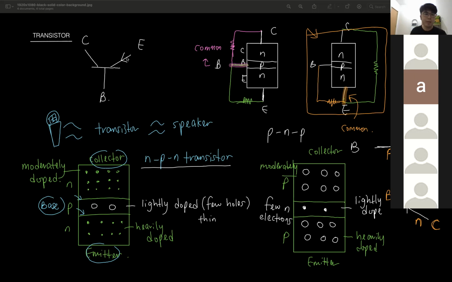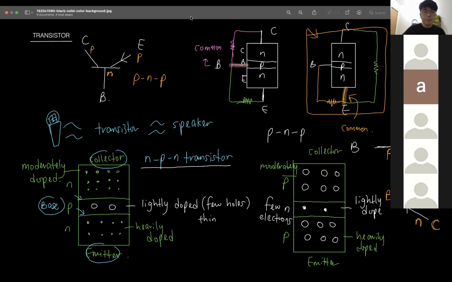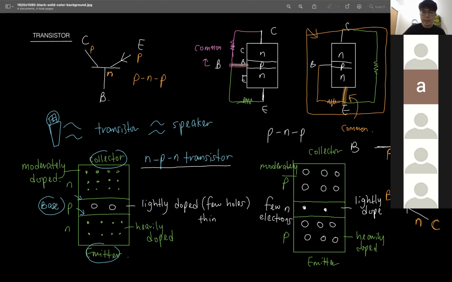NPN or PNP? Okay, it's pointing in this direction, so that means it's going from positive to negative. So N at the middle, then this must be P. So this is a PNP transistor. Okay, let's go to the next part.